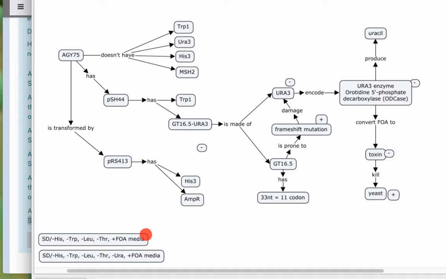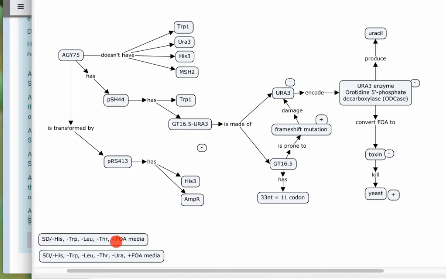Let's analyze these 2 media first. Both media are missing a couple of essential amino acids: histidine, tryptophan, leucine, and threonine. The 3 yeast strains we use in this experiment have the ability to produce leucine and threonine, so we can ignore the absence of these 2 amino acids in the media. Let's look at histidine and tryptophan. The gene to produce tryptophan is right here, and the gene to produce histidine is right here. So all 3 yeast strains have the ability to produce histidine and tryptophan as well.